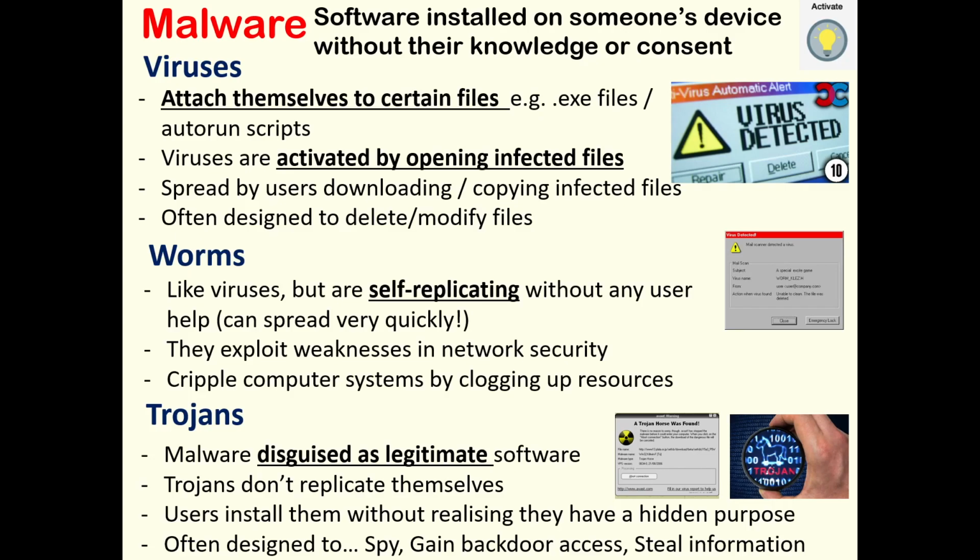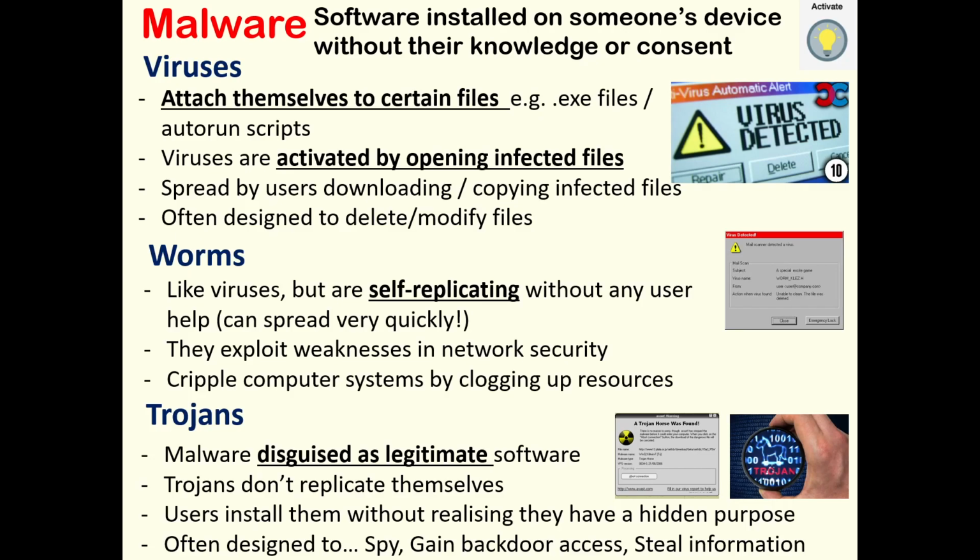Viruses. Viruses attach themselves to files and they're activated when someone opens those files, like someone downloading a file and then running it. They're spread by people downloading or copying files that have been infected, and they're often designed to delete or modify or do annoying things on the computer. Worms are different because worms are self-replicating. They make copies of themselves without the user doing anything, so they can spread very quickly. And they exploit weaknesses in security, so they get into computers and then spread and multiply.